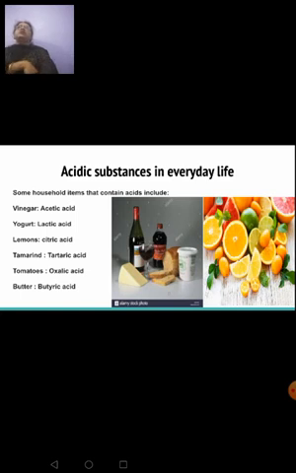Yogurt, your curd, your milk, they all contain lactic acid. Lemons, oranges, these are some fruits which contain citric acid, right? And then your tamarind contains tartaric acid. Your butter has butyric acid. Tomatoes contain oxalic acid. So whenever you suffer from acidity, they tell you to avoid these food items or take them less in number.